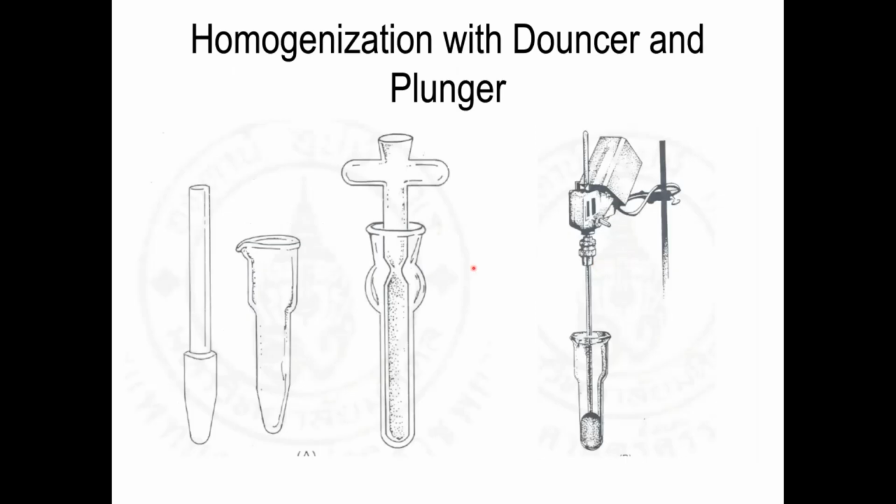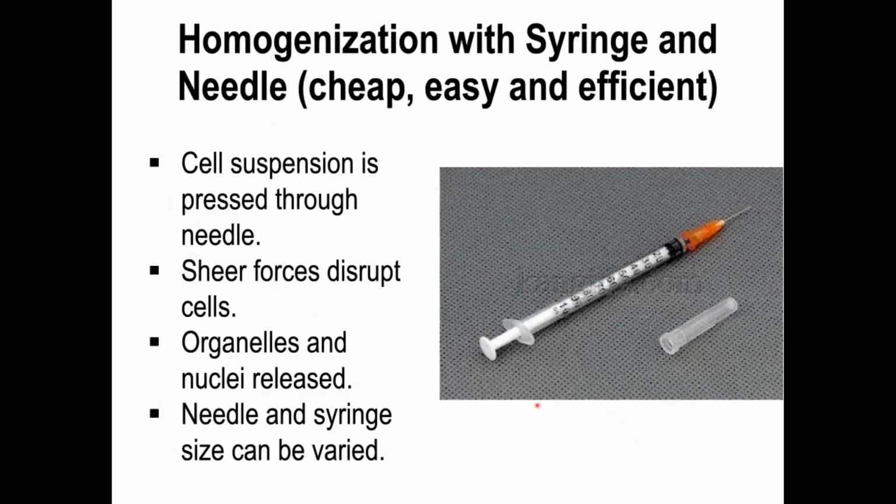And this shows you some examples of these plungers, which have different shapes and different sizes. You can connect them to an electric motor device so that they rotate at kind of high speed, and then you can pull them up and down. You can cool that, put that into an ice bucket, and that is a very convenient way of homogenizing cells.